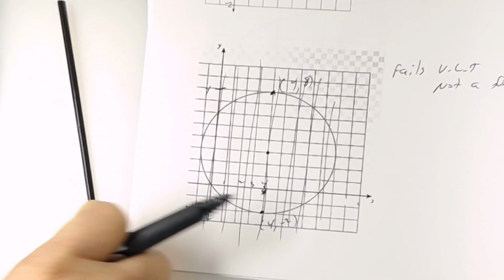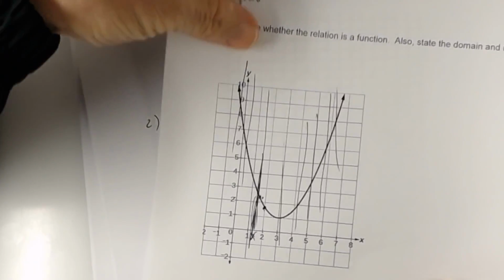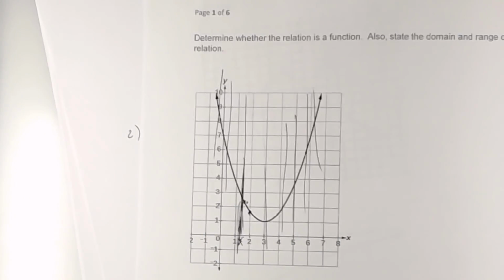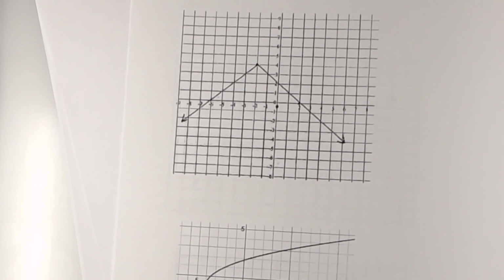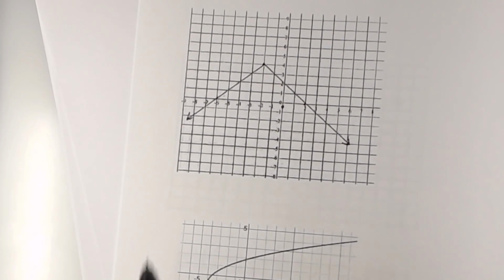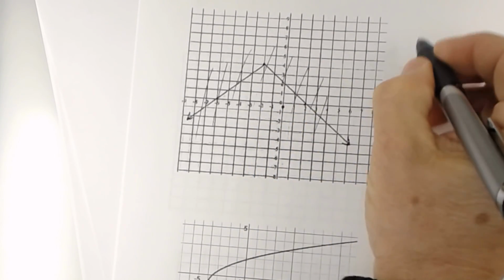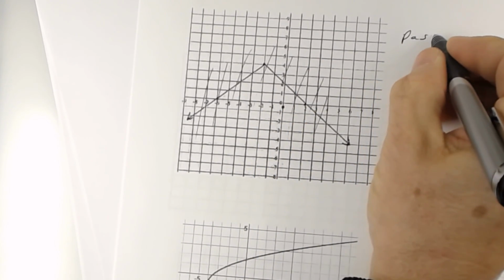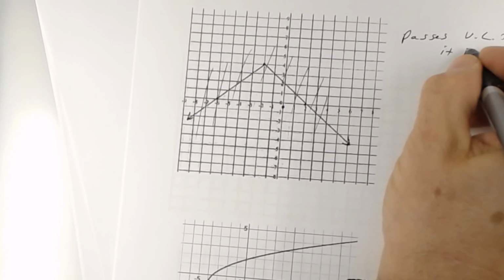There's got to be how many y-coordinates? 1. Number 3, function, not a function. It's a function. It passes the vertical line test. So it's a function.